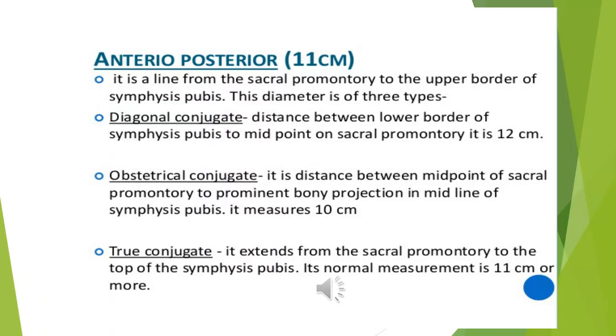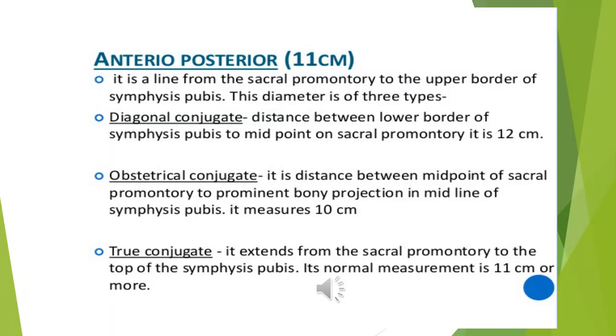If you take the obstetrical conjugate, it is the distance between the midpoint of the sacral promontory to the prominent bony projection in the midline of the pubic symphysis. It measures around 10 centimeters. If you are taking the diagonal conjugate, it is the distance between the lower border of the pubic symphysis to the midpoint on the sacral promontory, that is called the diagonal conjugate.